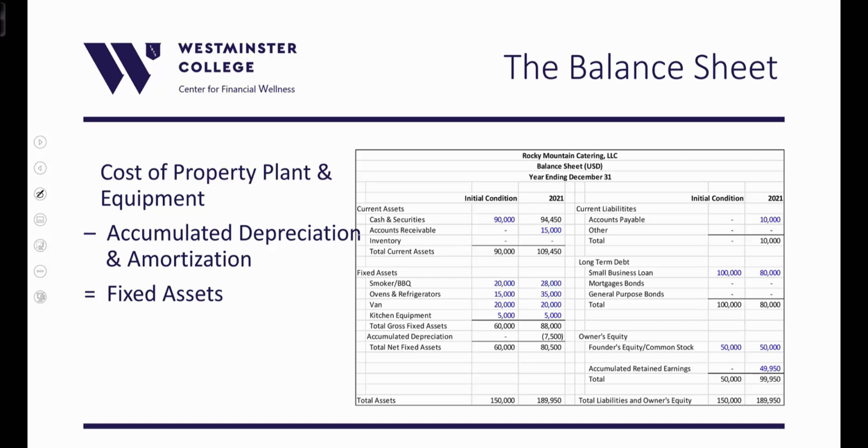Our cost basis was $60,000, and the total net fixed assets were also $60,000. But by the time we end up at the end of that first year, where we have now $88,000 in our cost basis of fixed assets, we're going to depreciate those fixed assets over some period of time. We'll take a look at this a little more closely when we take a look at the income statement. But in this case, we're going to recognize $7,500 of depreciation, such that when we take the $88,000 of gross fixed assets, what we paid for the fixed assets, and subtract the depreciation amount, we end up with $80,500 in net fixed assets.